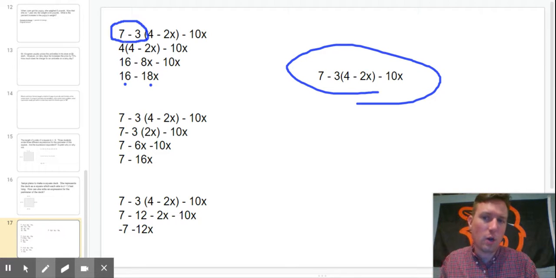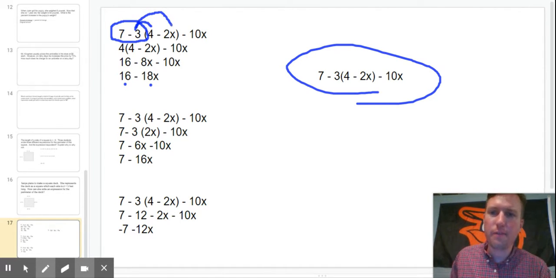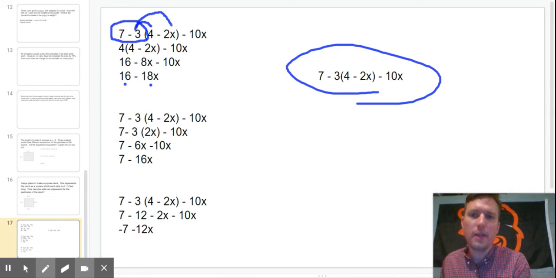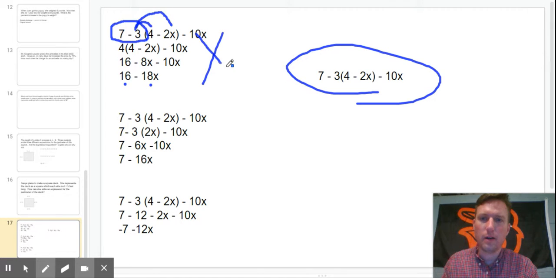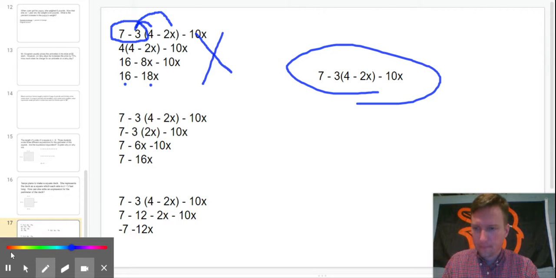And what we do is we solve the parentheses first. Okay, so I have a parentheses here. So what I first need to do is I would need to do the distributive property of multiplication. And I would take this -3 and I would multiply the 4 and 2x by that -3. Okay, so this student subtracted 7 minus 3 before multiplying. So this student is wrong. Okay, all right, let's go to the next one.